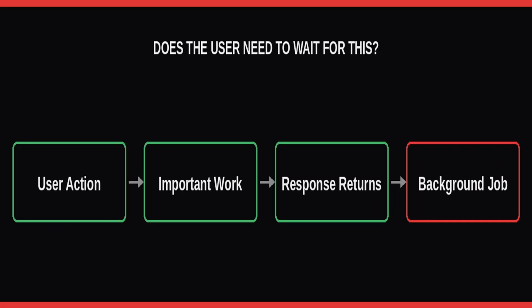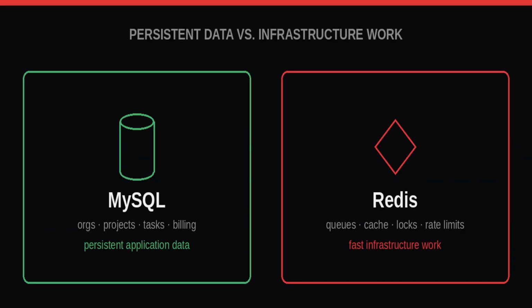So the user performs an action, Laravel handles the important part, the response returns, and the background jobs do the rest of the work. We now know why we need queues in the system, and there are two engines you can use for running your queues. You can use your database, MySQL, or you could use Redis. If using MySQL, you will need to have your database storing persistent data and running heavy queue work at the same time. But on the other hand, if you use Redis, it is not just faster in handling all of this, Redis allows you to separate the persistent data stored in your database from the infrastructure concerns in queues.